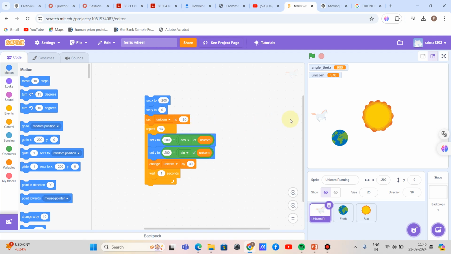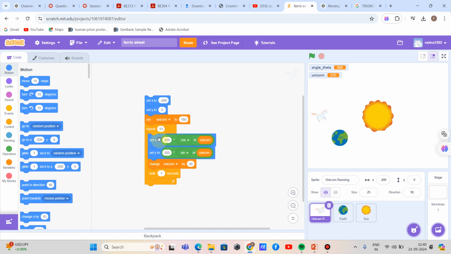Because I'm starting from pi, I set the angle of unicorn to 180 degrees. Here is one caution: Scratch only uses the degree system and not the radian system. So I'm going to set the range in degrees and not radians, as we usually do in mathematics.